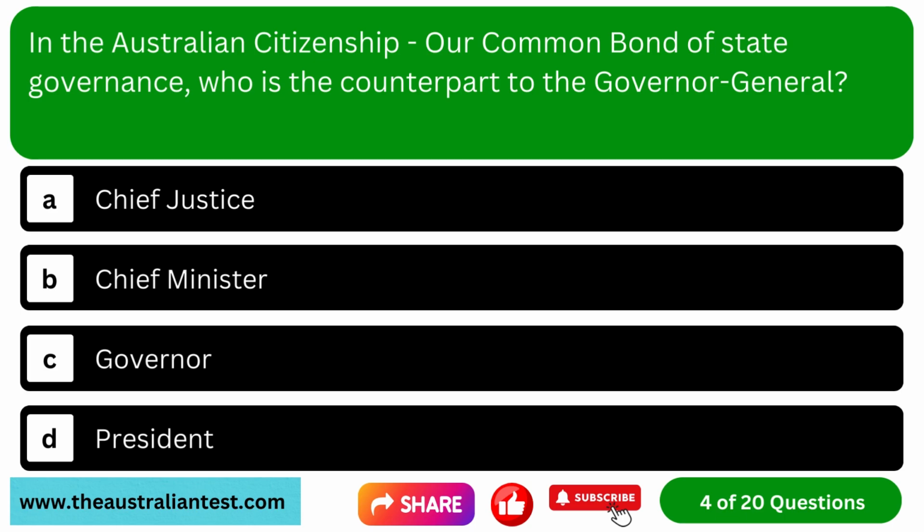Question 4. In the Australian Citizenship, Our Common Bond of State Governance, who is the counterpart to the Governor-General? Option A, Chief Justice. Option B, Chief Minister. Option C, Governor. Option D, President.